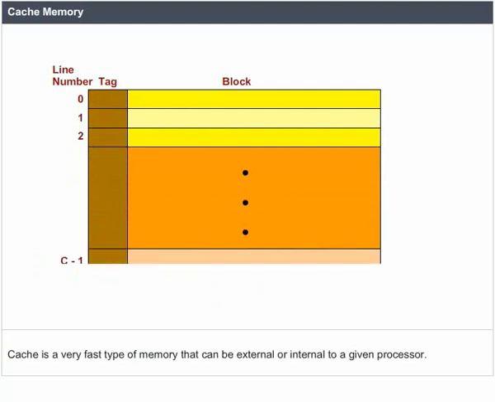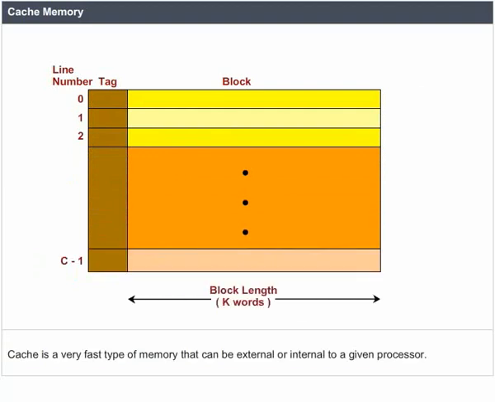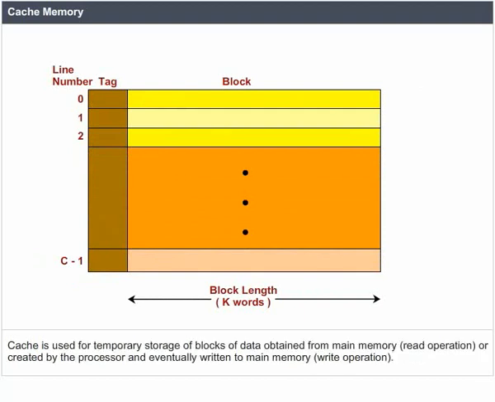Cache memory. Cache is a very fast type of memory that can be external or internal to a given processor. Cache is used for temporary storage of blocks of data obtained from main memory, read operation, or created by the processor and eventually written to main memory, write operation.